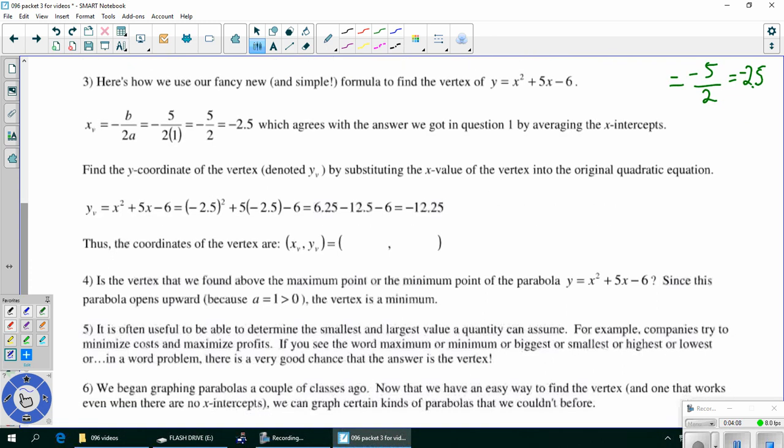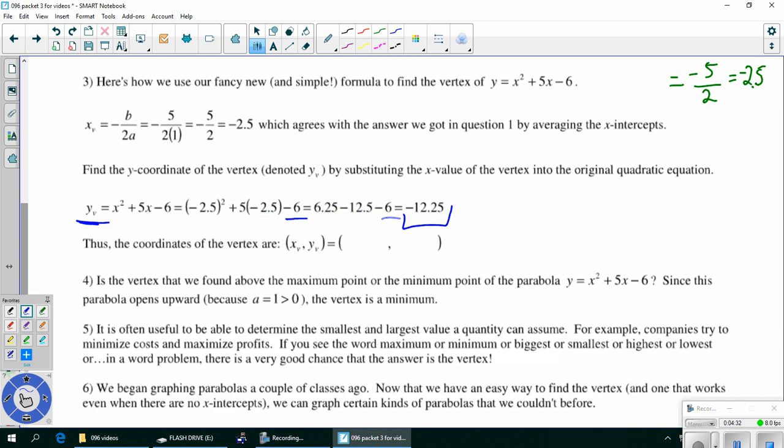You take your original quadratic equation right there, and we're just going to change both x's to negative 2.5, and then we do arithmetic, maybe with the help of a calculator. Negative 2.5 squared becomes positive 6.25. This multiplication turns out to be negative 12.5, and then the minus 6 is just copied there, and we smush all that together, and we get negative 12.25. That is the y-coordinate of the vertex.